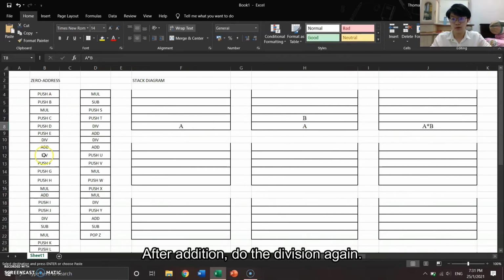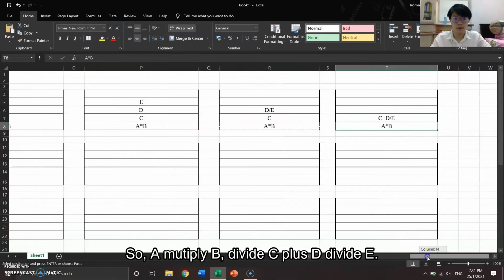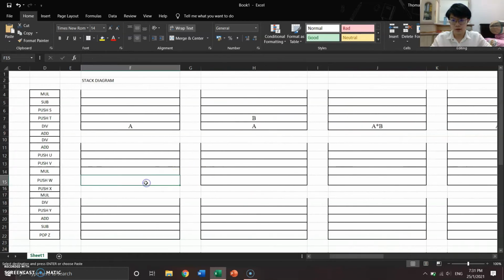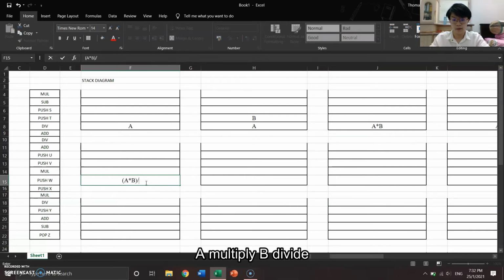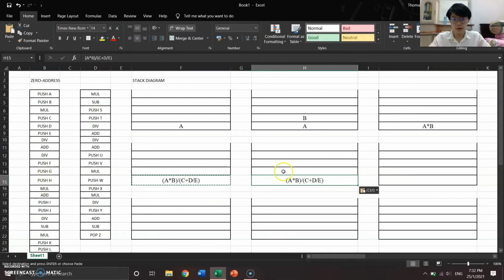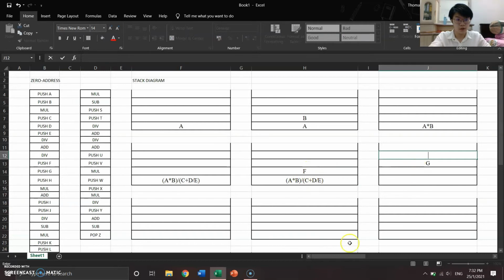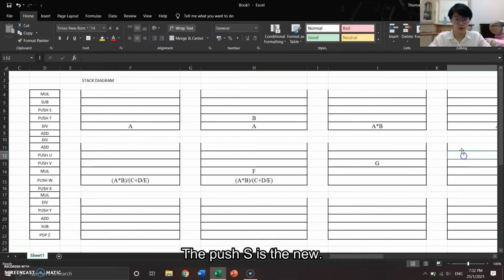After addition, do the division again. So A multiply B divide C plus D divide E. So we give it a bracket: A multiply B divide C plus D divide E. After this, push F, G, and H. So this we copy. Push F, push G, and push H. Okay, the pushed H is the new one.